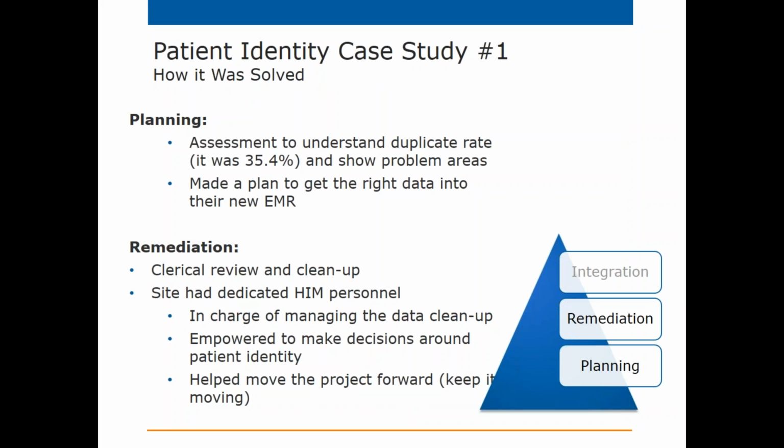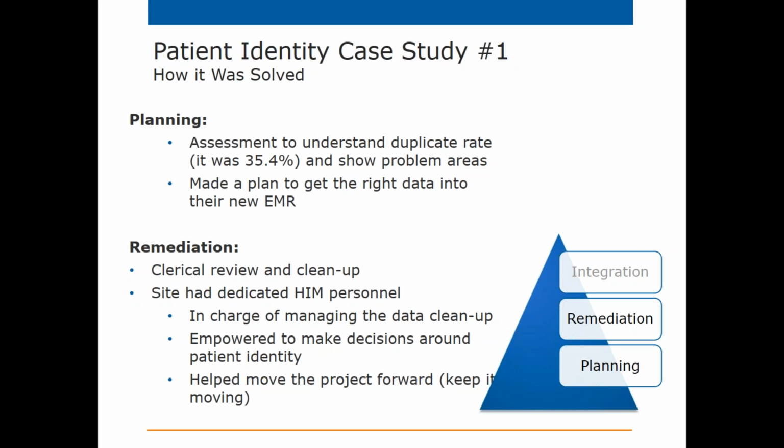Planning, assessment to understand the duplicate rate, moving from these 3 different sources to a single. In this particular case, they had a 35.4% duplicate rate. And obviously we were able to show them that was a problem. We made a plan to get the right data into their new EHR or new EMR. Sometimes we said, hey, let's not move data over 5 years old or something like that, because this system had been around for quite some time.